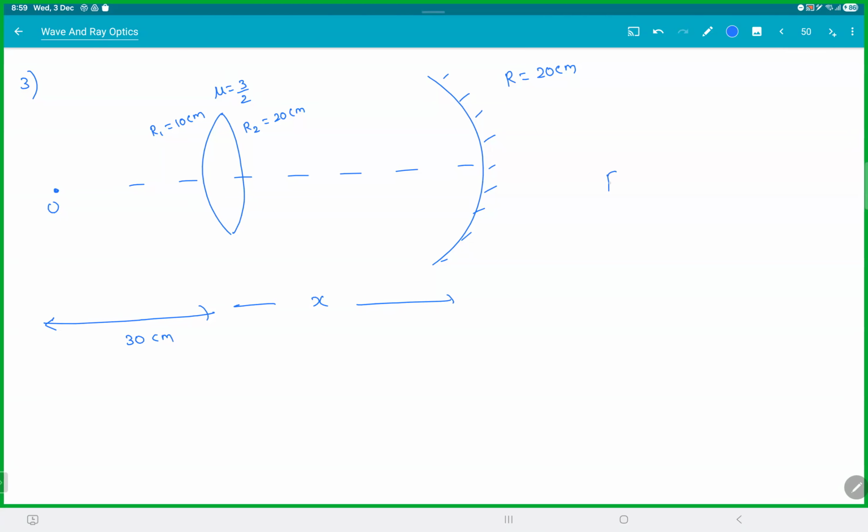Find x if the final image is on the object. These are some important, good questions if you remember. Now, when you get the final image, light rays will go through the lens, forming one image. That image will form an image in the mirror, and that will again go through the lens, and then you should get an image. So lens, mirror, lens. When they say final, it is after all reflections and all refractions. These questions are important, even at an advanced level.